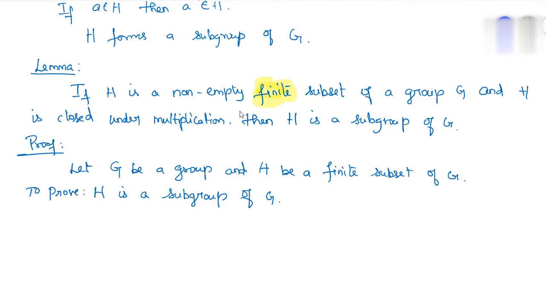That is, H forms a group under the same operation of G. So, in order to prove H is a group, we need to prove 4 conditions: closure, associative, identity, and inverse. Now, according to the previous lemma, if it is a subset, either finite or infinite, then we need to check only the closure and inverse.